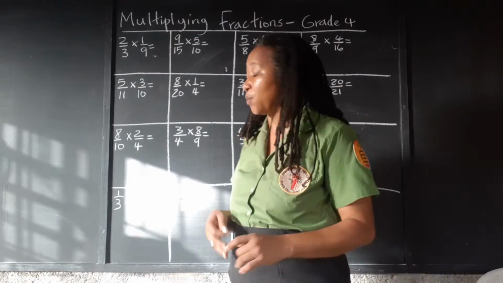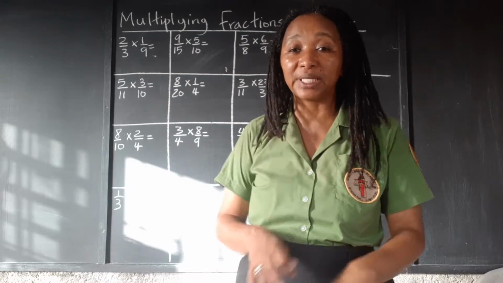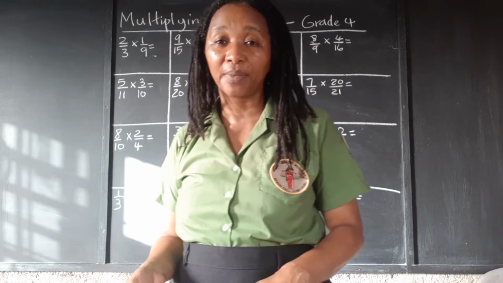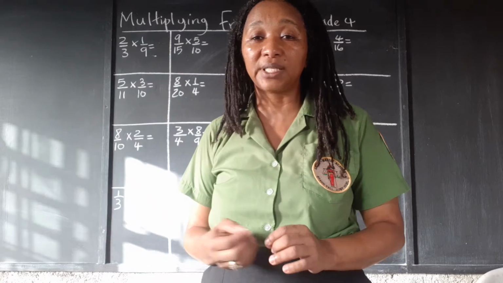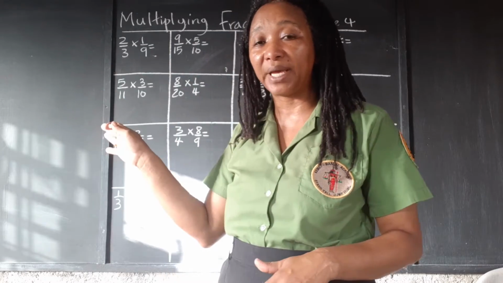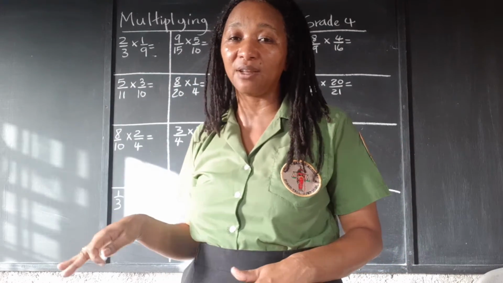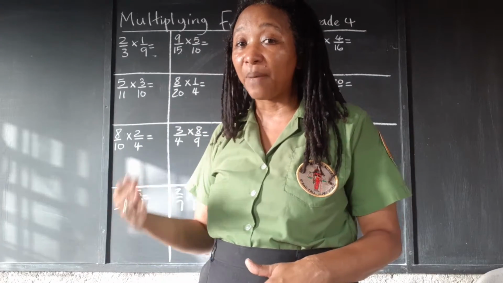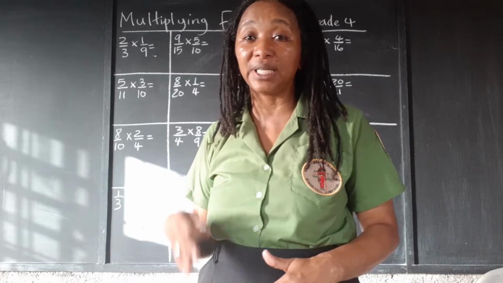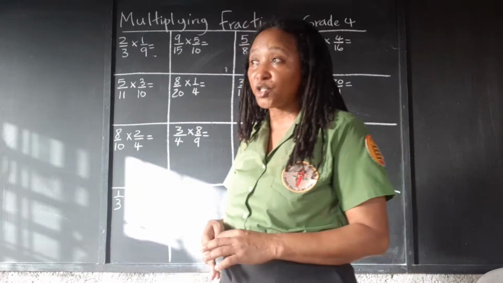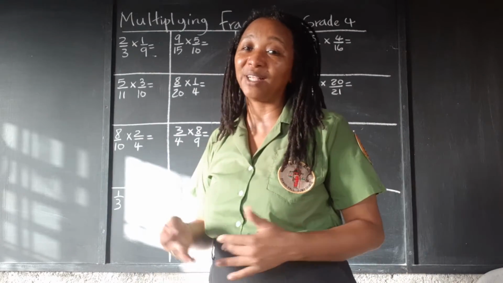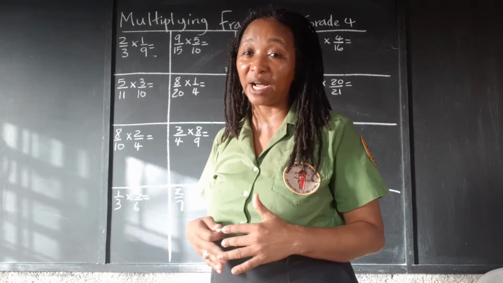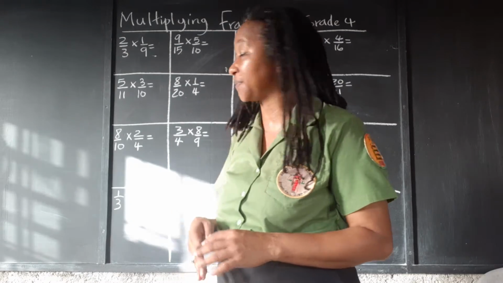Alright, and we try and see if we can reduce it as much as we can. Then when we can't reduce it any further, we multiply the numerators, we multiply the denominators, and we see in our final answer we might be able to divide to reduce it again. So multiplying fractions boils down to reducing the fractions to the lowest terms.